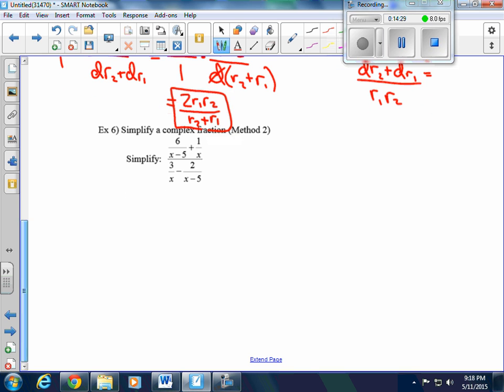So if we look at example 6, here are my denominators. And so we are going to get one common denominator through the whole thing. Well, in this case, it's going to be x times x minus 5. So here's how I'm going to do this. I'm going to say x times x minus 5. And I'm going to have an x times an x minus 5. So there are my two in the numerator. And then I'm going to do the same ones in the denominator. I got to get the same common denominator.